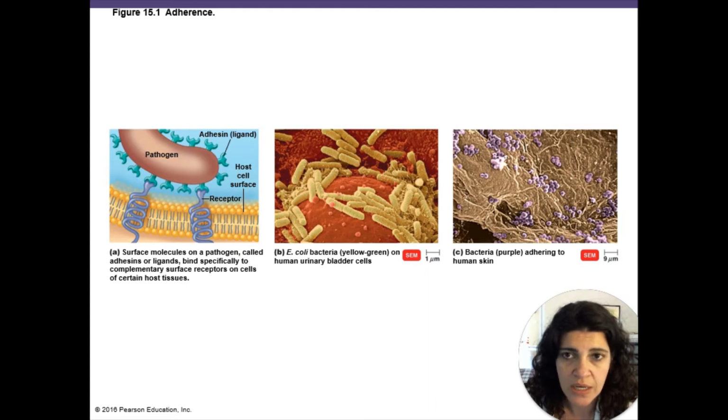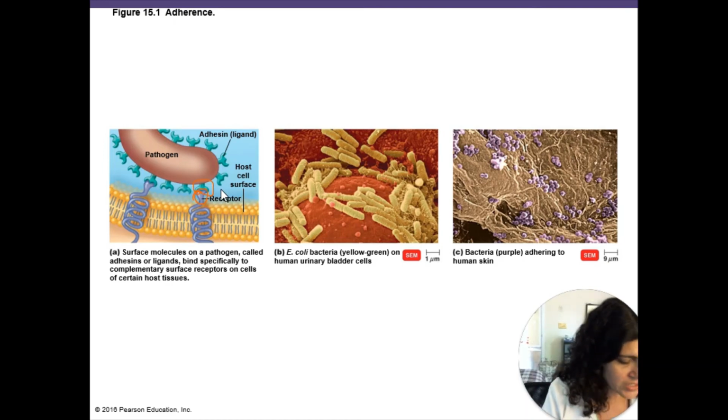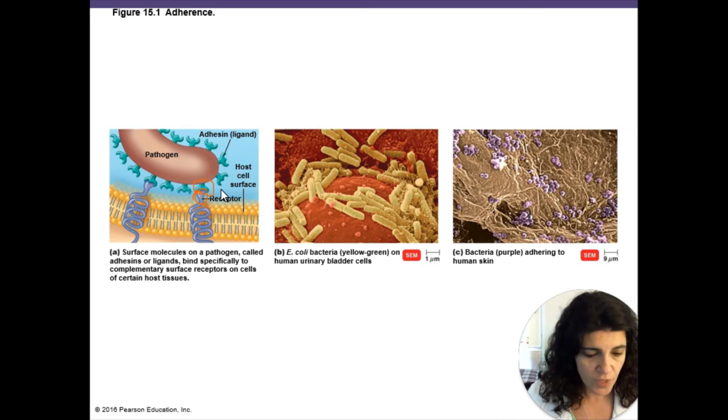So this is just to illustrate how this is a receptor like the mannose receptor, and then you have the adhesins on the surface of the pathogen causing that type of attachment.